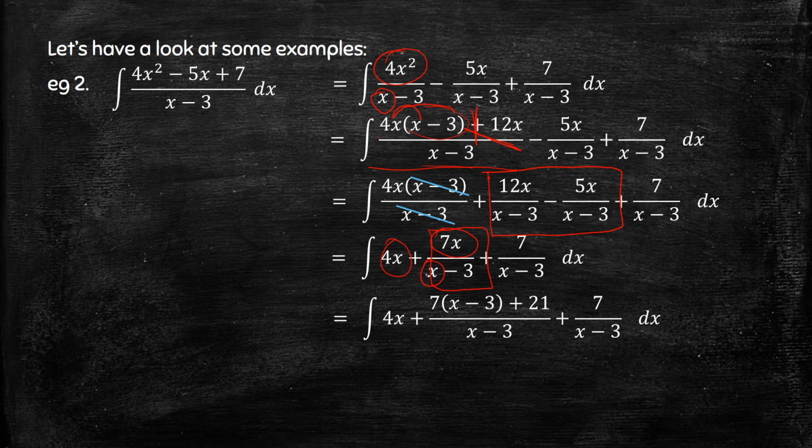Okay, so if I go 7 times x, that's 7x. Yep, that's what I've got there. Now, if I go 7 times -3, I get -21. But if you notice in the previous line, there's no -21. So to compensate for that, I just add 21. And then just leave your plus 7 over (x - 3). This is okay to integrate. It's again going to become an ln one.